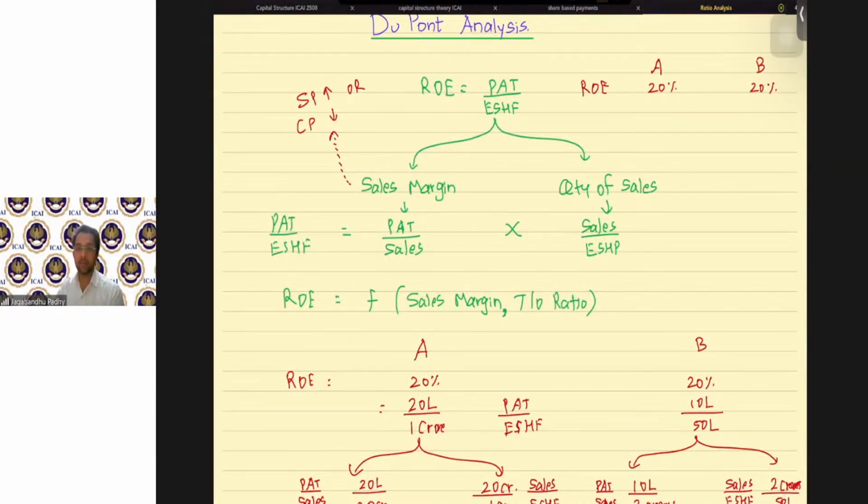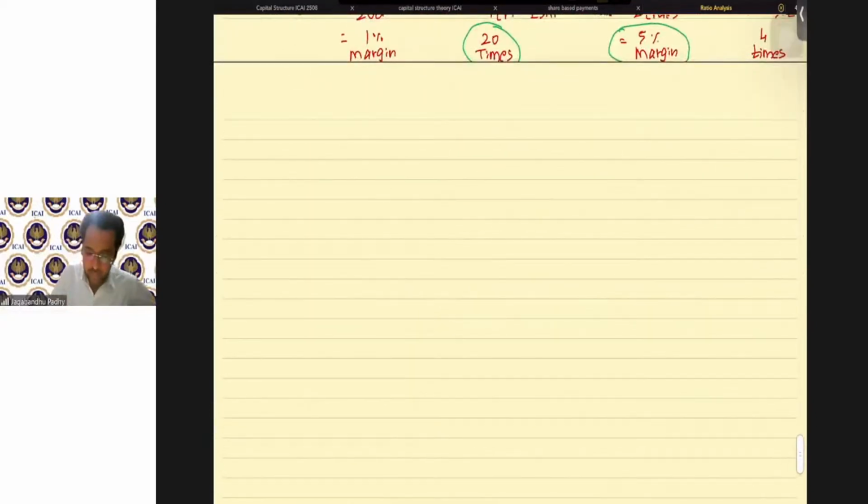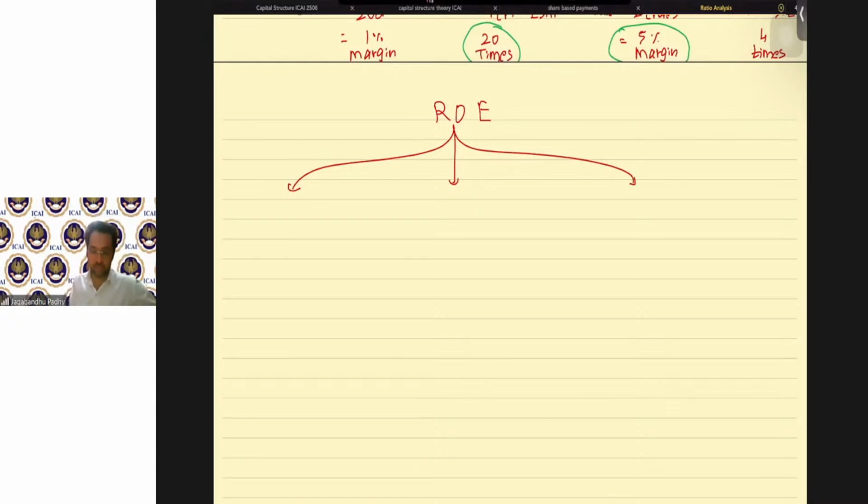But we also have a third layer of analysis, wherein we look at this return on equity from a 3 ratio point of view. So our return on equity is actually going to be a function of 3 ratios. One is, of course, the profitability.